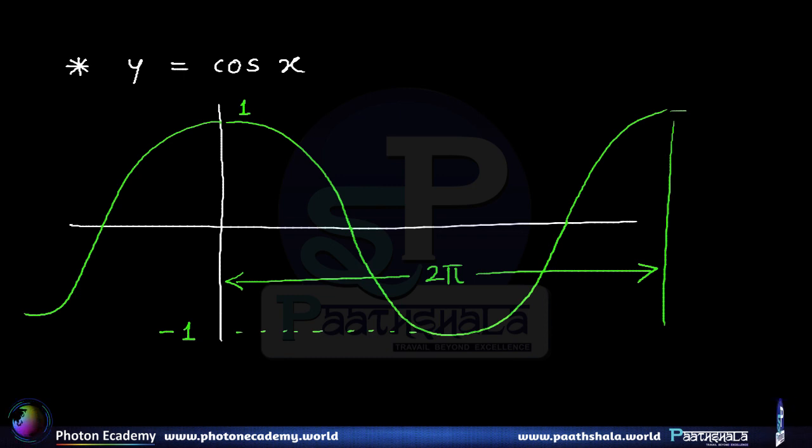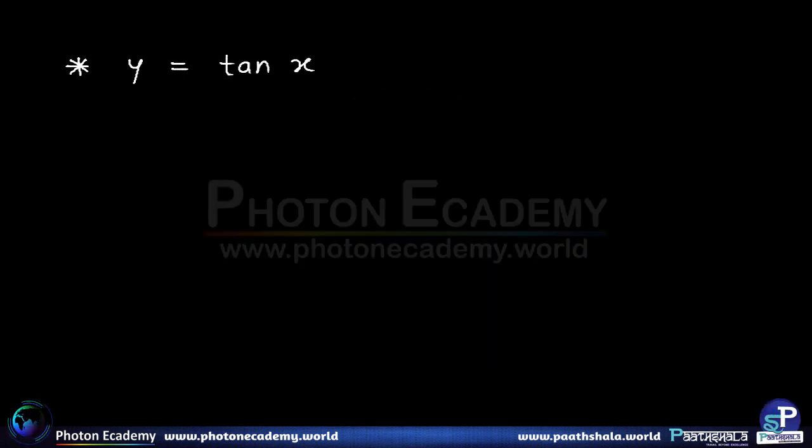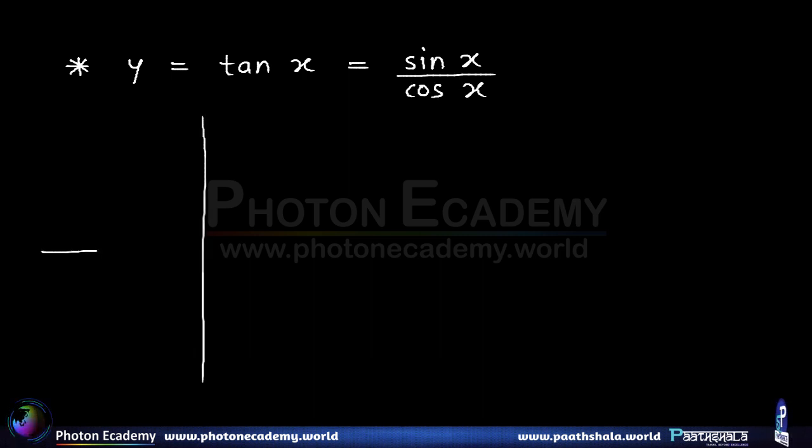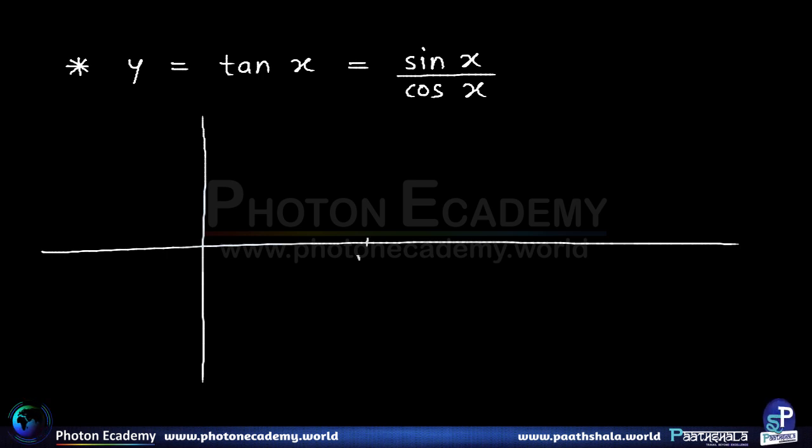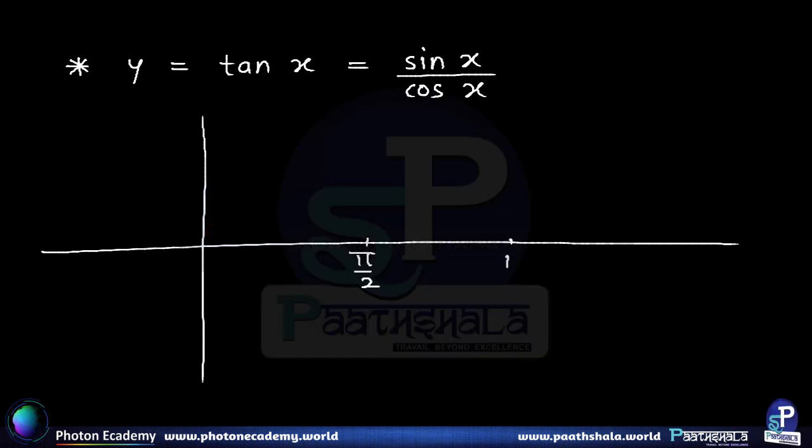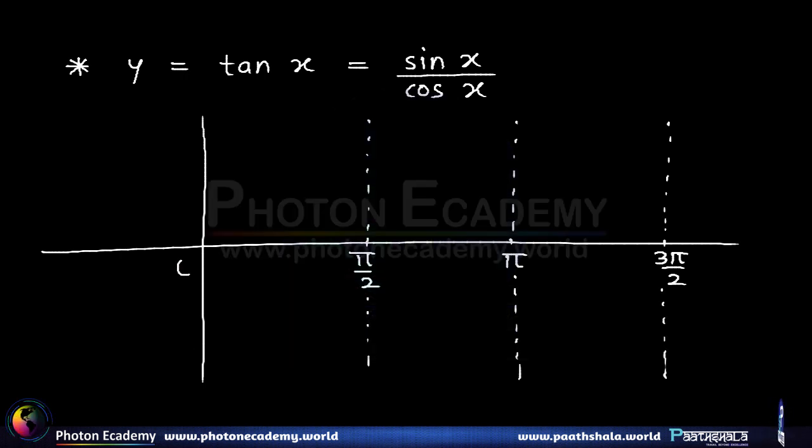Moving on, let us see the tan function, that is tan x. Now here what happens is, as we know that tan x is nothing but sin x by cos x. So when we start plotting the tan function, let's consider here pi by 2, pi, 3 pi by 2 and so on. Let us keep this basic framework ready so that we can plot the graph conveniently. Here we have 0, minus pi by 2.